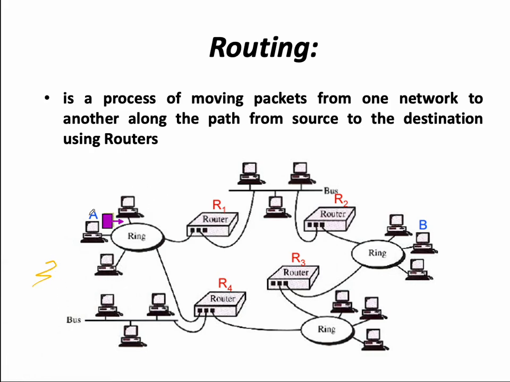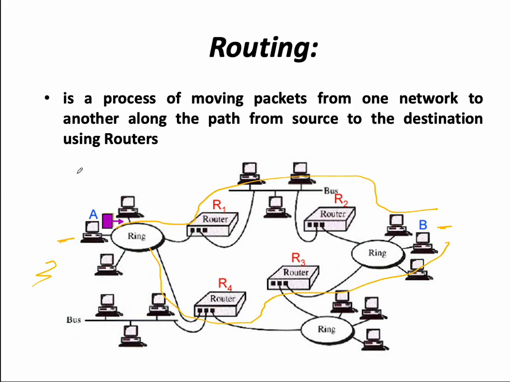As you see here, this is computer A. It wants to send or talk to computer B. How will the packet be forwarded? There are two routes, right? One, or it can go from here to here, and this is the second route.